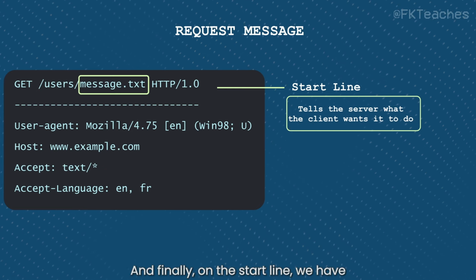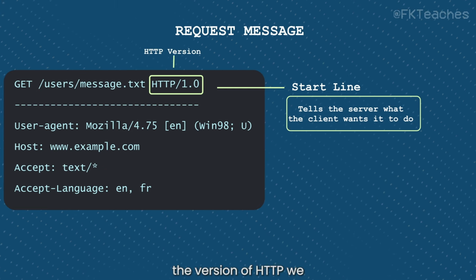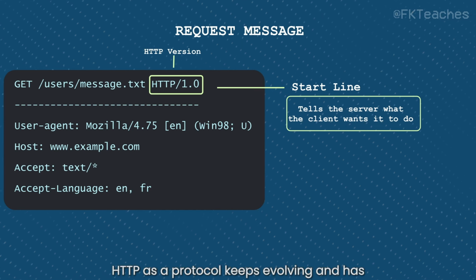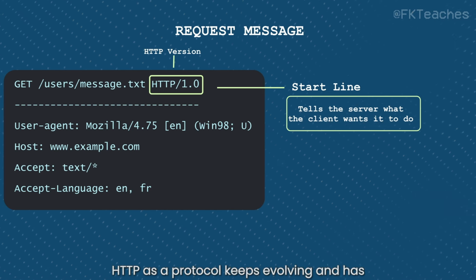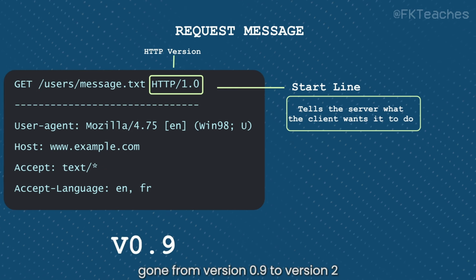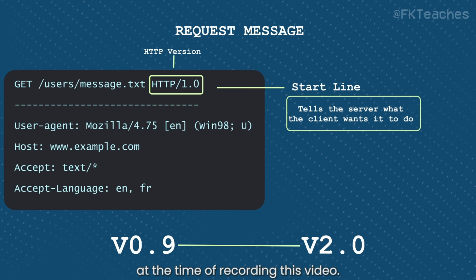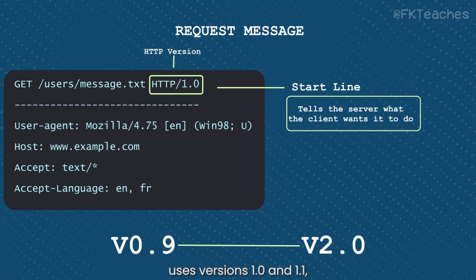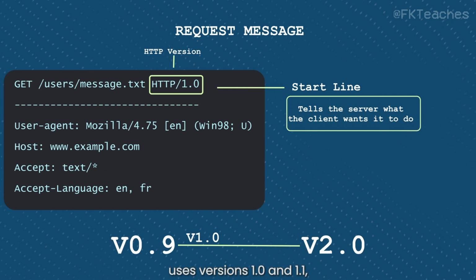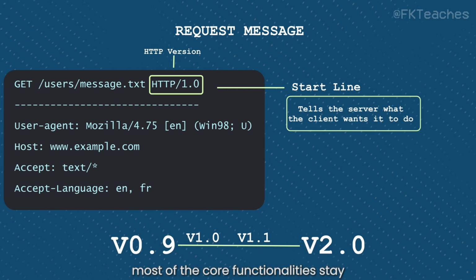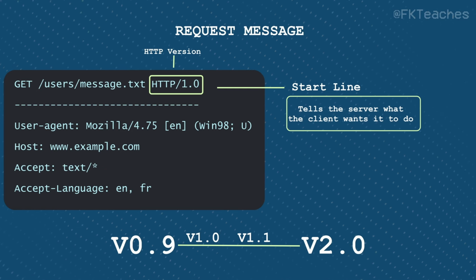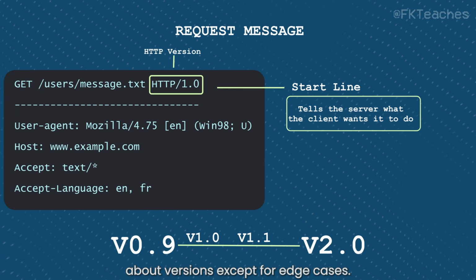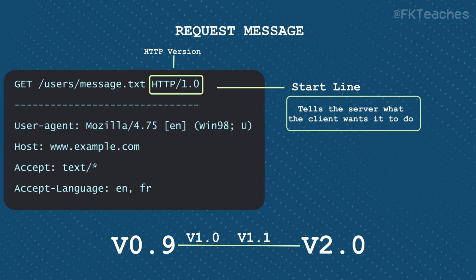And finally, on the start line, we have the version of HTTP we want to use to communicate. HTTP as a protocol keeps evolving and has gone from version 0.9 to version 2 as at the time of recording this video. While most of the web still uses versions 1.0 and 1.1, most of the core functionalities stay standard and unchanged. So, there is no serious need to worry about versions except for edge cases.